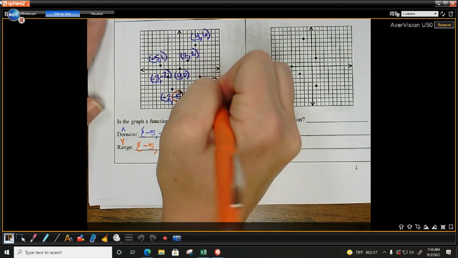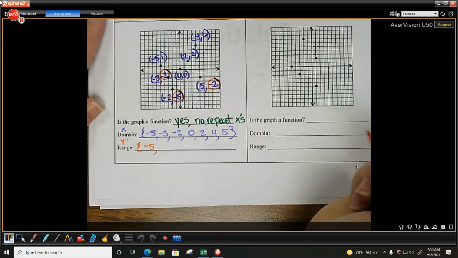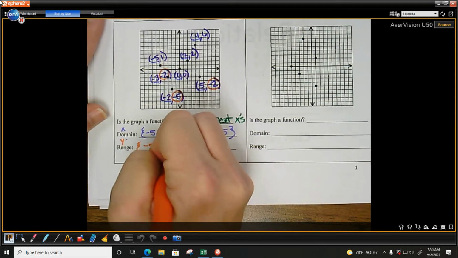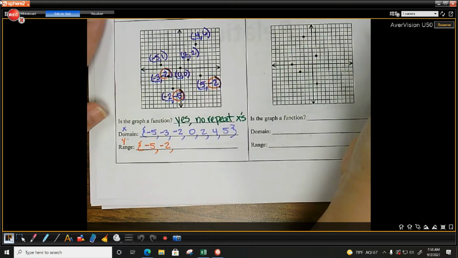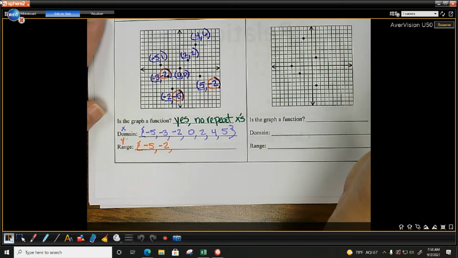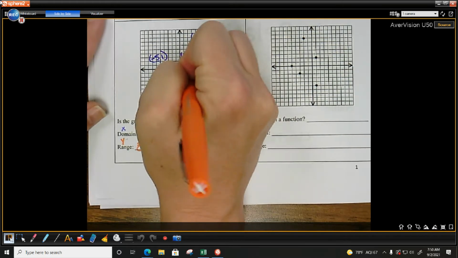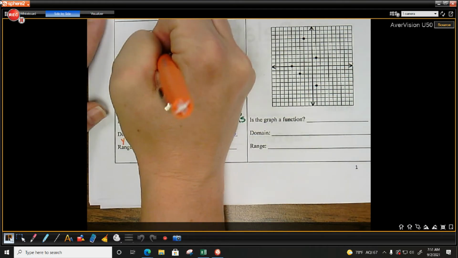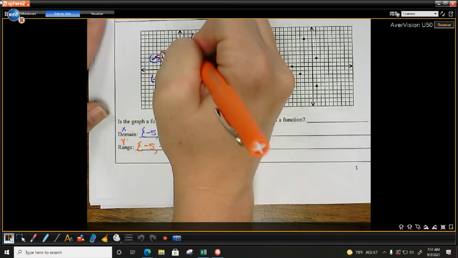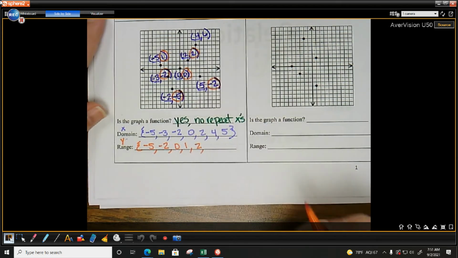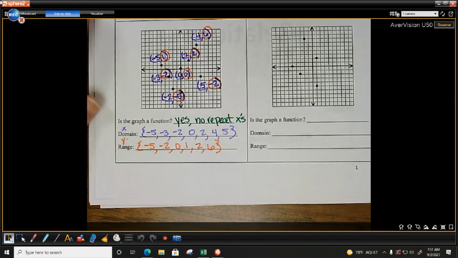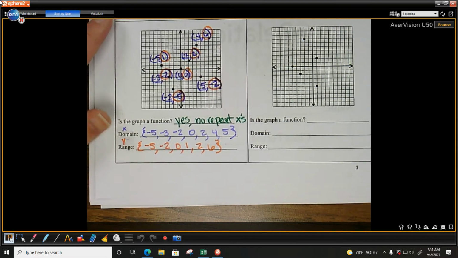Negative 2. I have negative 2 twice. Do I write negative 2 twice? No, I just write it once. No repeated values. Okay, don't repeat the values. What's next? 0. Then 1. Then 2. Then 6. Good? Small to big, no repeat.